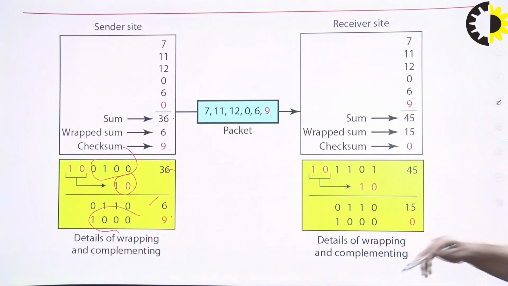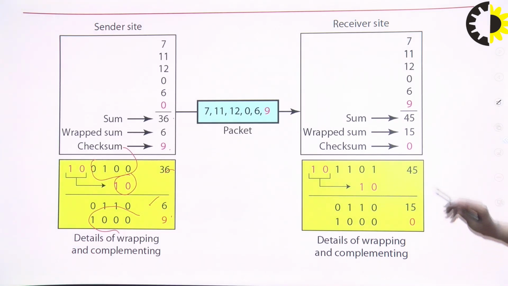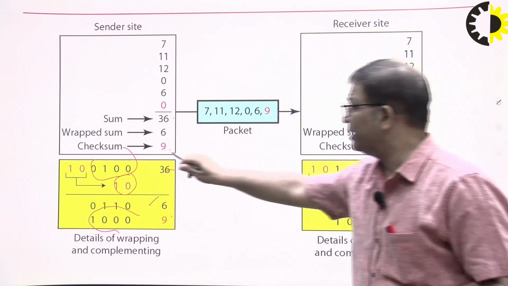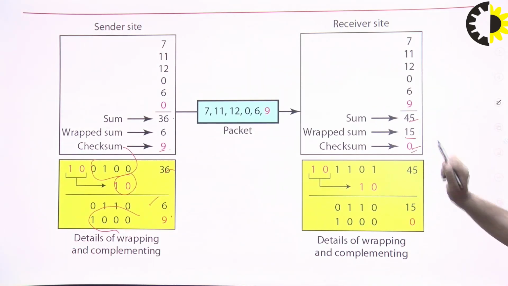Okay. So how can you find the checksum? At the receiver side, you can see the sum is 45, the wrapped sum is 15, and the checksum becomes 0. Here the checksum is 9. Now the checksum is 0.